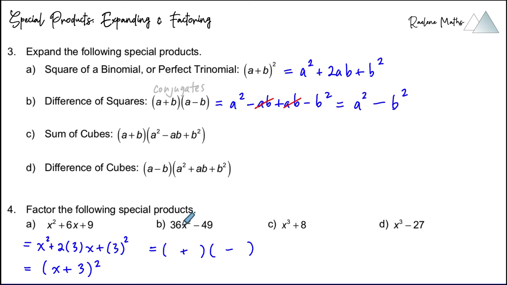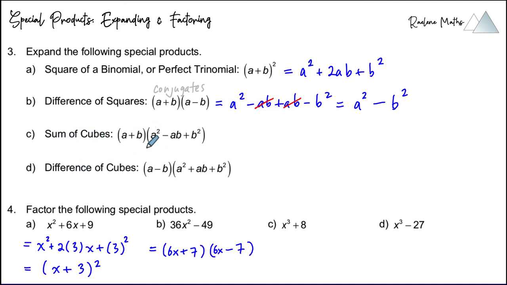So then we take the square root of 36x squared, which is 6x, and it goes in the first spot of both brackets, and the square root of 49, which is 7. And so this guarantees that the middle term will cancel, and we will be left just with 36x squared minus 49.